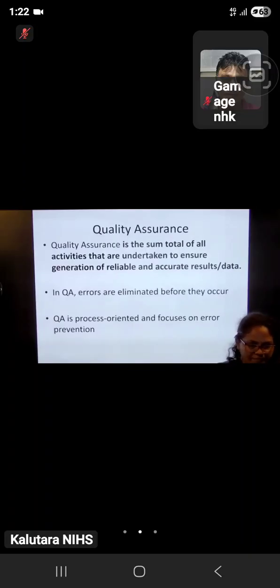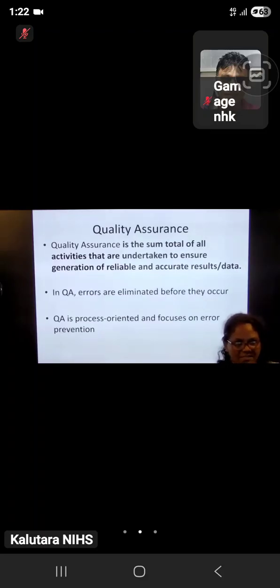Preparation of guideline for specimen collection, measuring incubator temperature. All these activities are taken to ensure generation of reliable and accurate test results. That may be done by the laboratory staff, right? So here it is not mentioned.